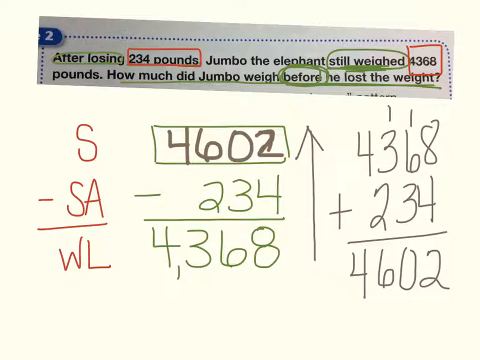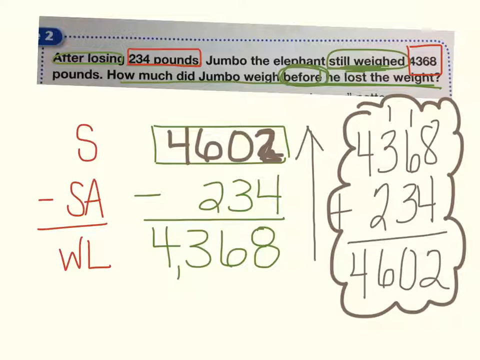4,602 pounds. Now I'm going to check: palm tree or penguin? Does it make sense that he started at 4,602 pounds, lost 234 pounds, and now weighs 4,368 pounds? Well, that does make sense. Even if I just round it and say 4,600 minus 200, it's going to give me about 4,400. So I know that I'm looking at a palm tree. Then I just have to make sure I did all of my addition correctly, and I can do that by checking my subtraction right here.